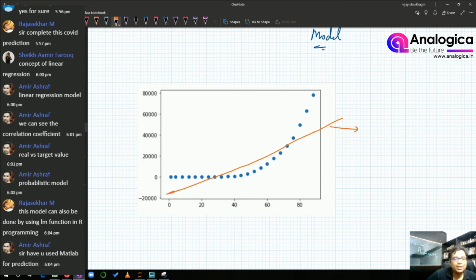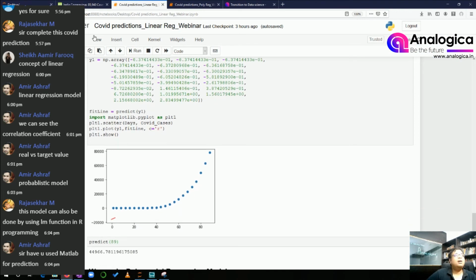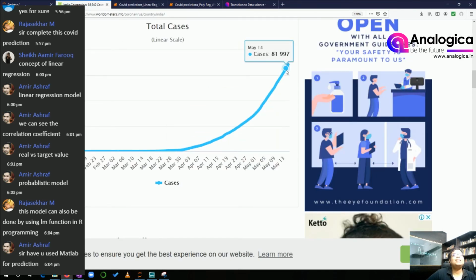So according to this model, let's find out what the prediction says. Before I say what the prediction says, I'm again confirming to you that my data ends at May 13th, 78,055. We are going to check for 15th, right? And on 15th it is 85,784. Means 13th was 88th day and 15th is 90th day, right? So let's check it for 90th.